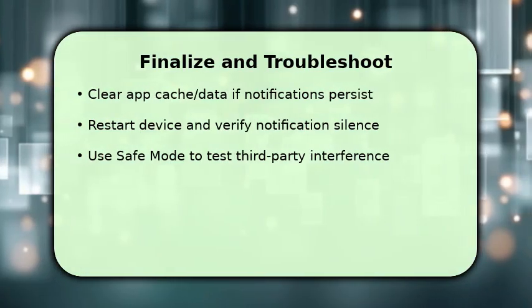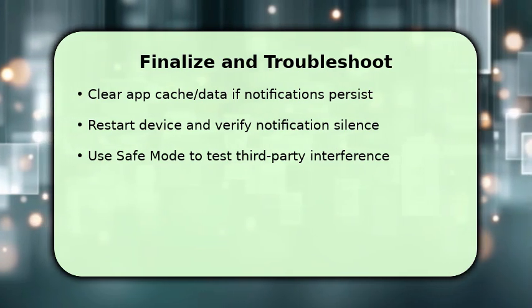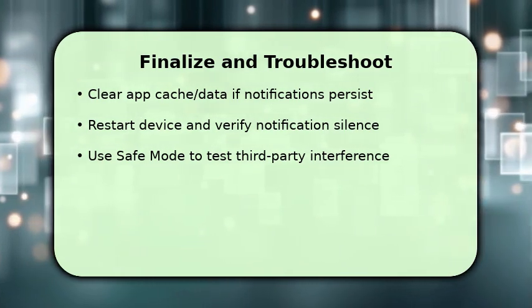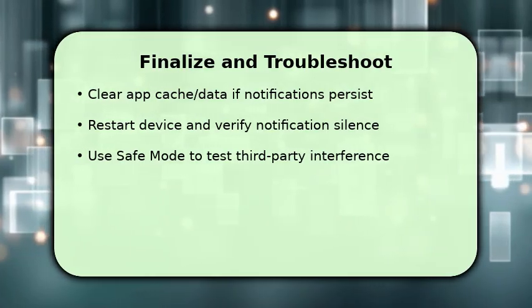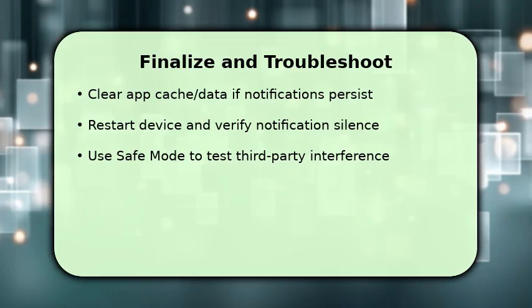Finish by clearing the app cache and, if needed, app data to remove lingering settings that might re-enable notifications. This resets stored preferences. Then restart your device and verify that App Vault is silent.